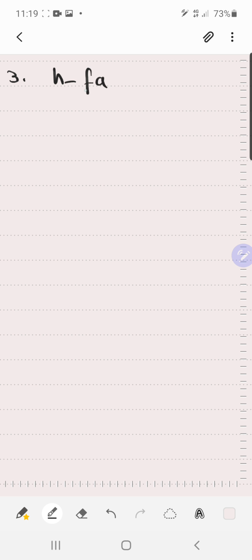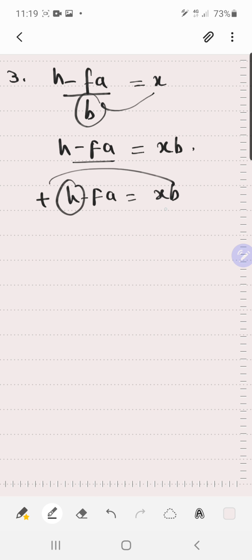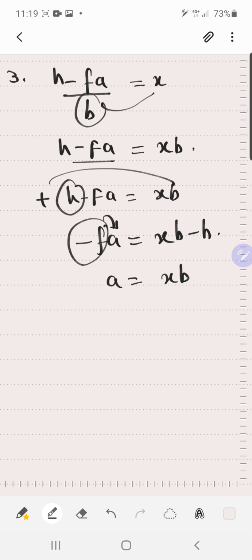H minus FA upon B is equal to X. You have to make A the subject. So H minus FA upon B is equal to X. This B will go here into multiplication. H minus FA is equal to XB. This plus H will go here into minus H. Now minus F here in multiplication will go into division on this side.